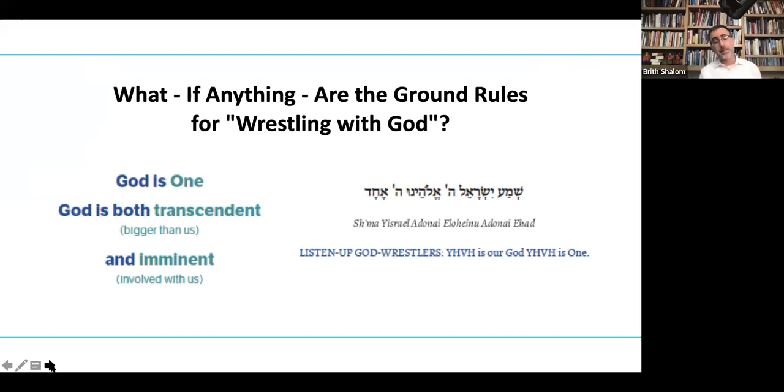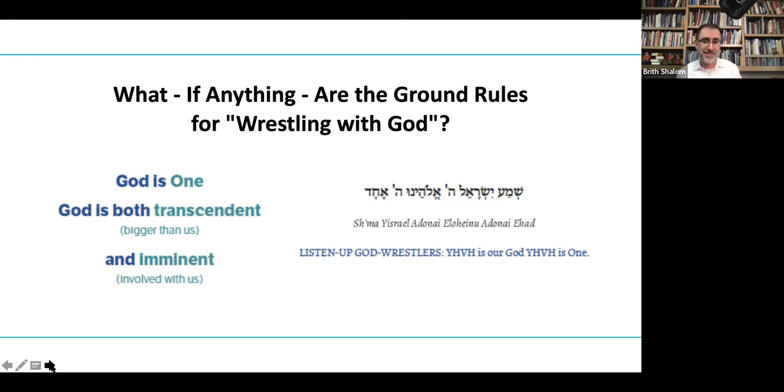So yes, we're talking about wrestling with God, and we're talking about sort of a questioning Judaism, but there are certain principles of faith that are important. The Shema is one of them. And the Shema, we're supposed to recite it twice a day, when we wake up and when we go to sleep. And the last words that we speak in our life are supposed to be a recitation of the Shema. But listen up, God wrestlers. Shema Yisrael. So this is a contemporary translation.